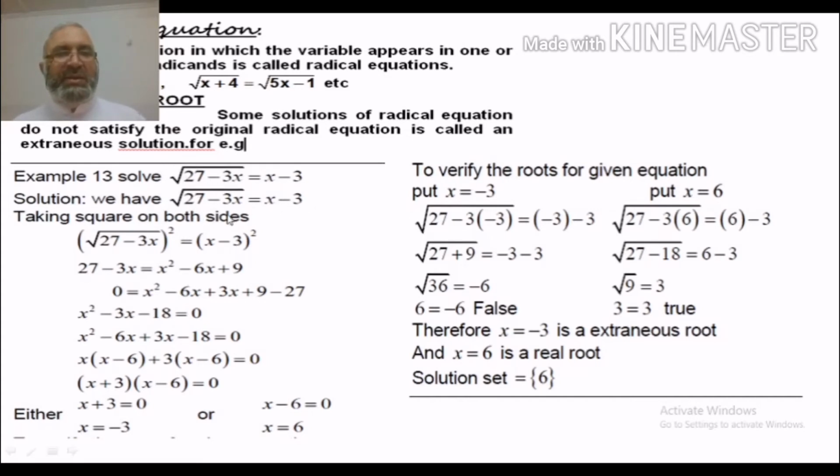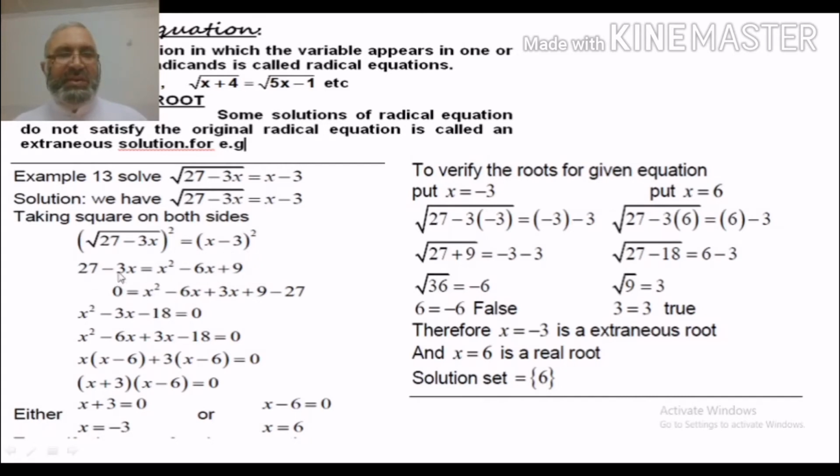So by taking the square on both sides, 27 minus 3x under root square is equal to x minus 3 square. Expanding the squares, the square root cancels with the square. We get 27 minus 3x is equal to, on the right hand side, we have the formula a minus b square. A minus b square means a square plus b square minus 2ab. So by expanding that formula, we get x square minus 6x plus 9. Again transferring this to one side, that is to the right hand side.